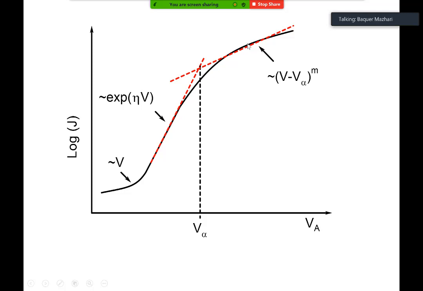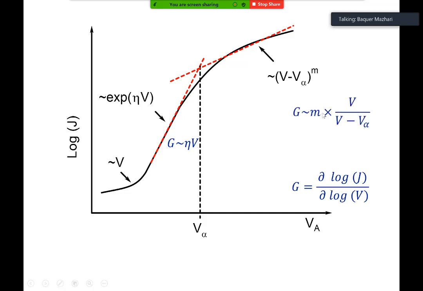On the other hand, if we simply take this function, the derivative of the log plot, and apply it to the exponential characteristics, we get basically a linear behavior: G should be equal to some constant times V. And if we apply it to the power law part, we get G equal to M V by V minus V alpha. So instead of fitting these tangents and trying to see where the transition point is, this function reveals the transition point much more accurately and in an easy manner.